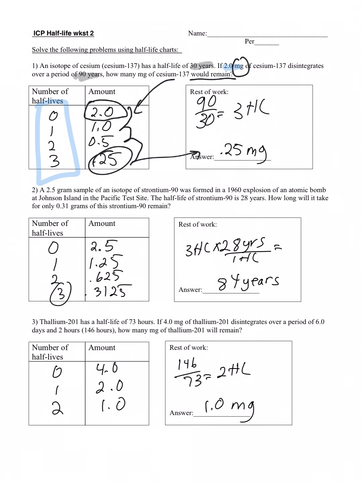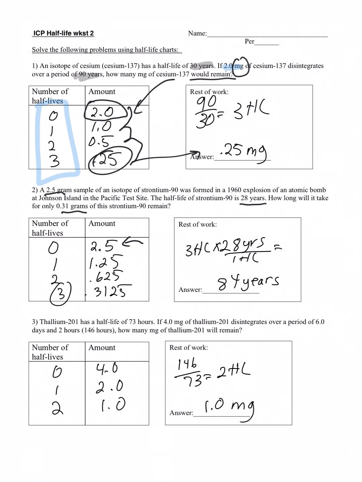Problem number 2, I see that I have 2.5 grams. I see the time on here is 28 years, and I see 0.31 grams. So when you have 2 amounts, you start at time 0 with the bigger amount. The first thing I did here is I put at time 0, 2.5. Then I know since it's half-life, I'm going to divide by 2. I need to keep going until I get to the smaller amount. It might not be the exact number, it might be rounded a little bit, and that's fine.